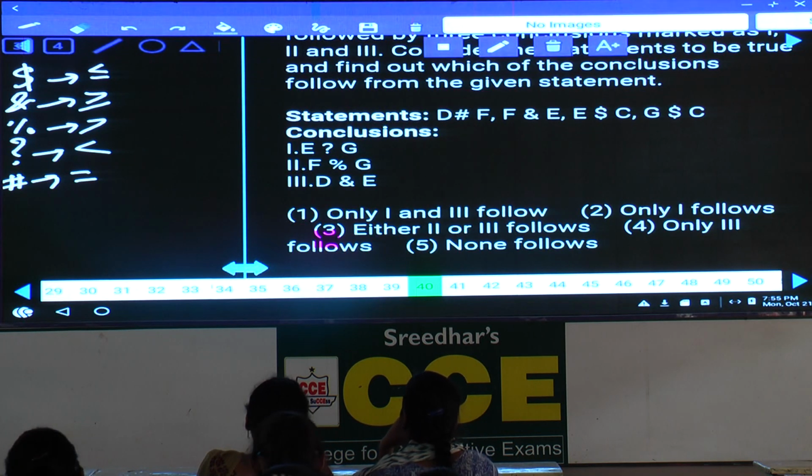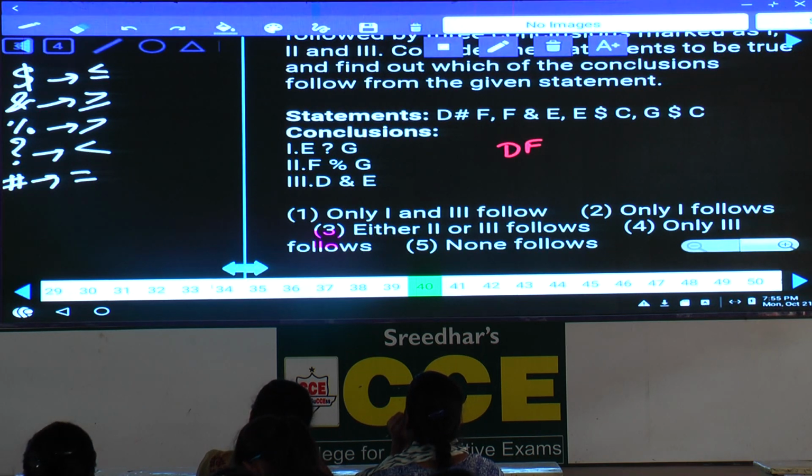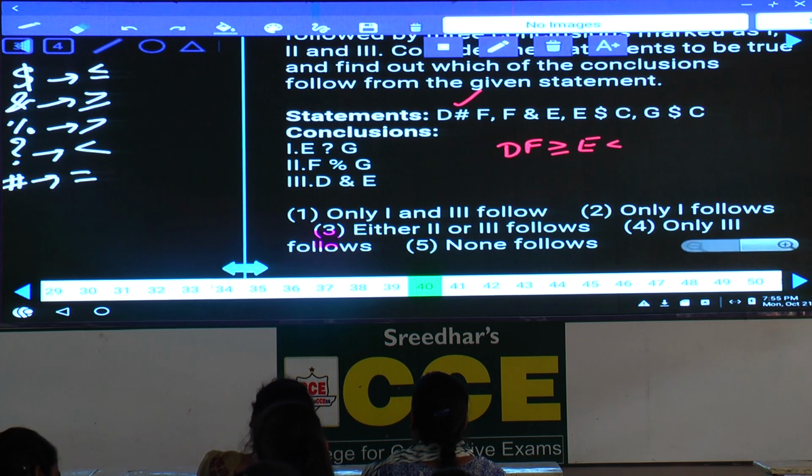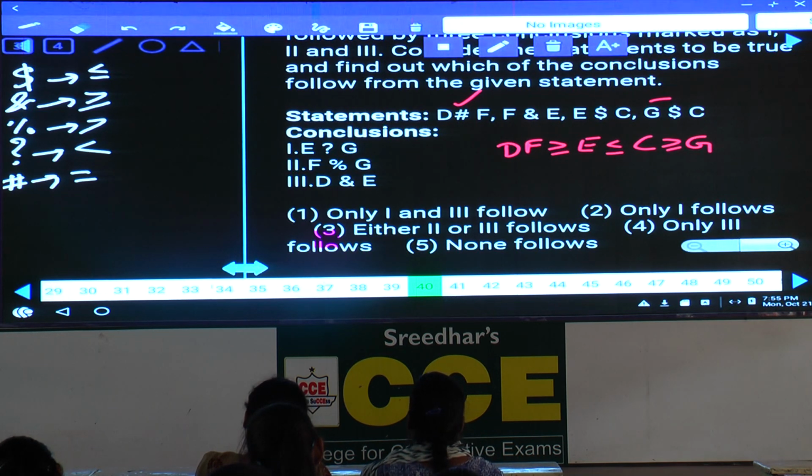39, choice 1. Then coming to question number 40, D hash means D equals to F. See here, I am directly starting with the first statement itself. Then F and E means F greater than or equals to E. Next one, E dollar means E lesser than or equals to C. And next one, G and C. Now G dollar C means G is lesser than or equals to C. That means C greater than or equals to G. Then coming to the first one, question mark.